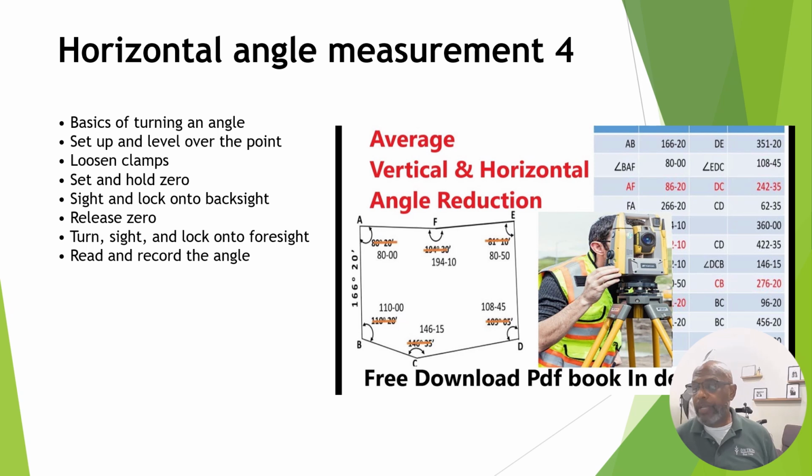Okay, and now the next thing is that you're going to release 0 and release the horizontal motion clamp. So you're going to turn, you're going to sight, and you're going to lock into your foresight. Read the angle, record it in the field book. And so again, once you record it, that becomes a number. You can also verify it too, unless you're just taking one point. It all depends how critical it needs to be.